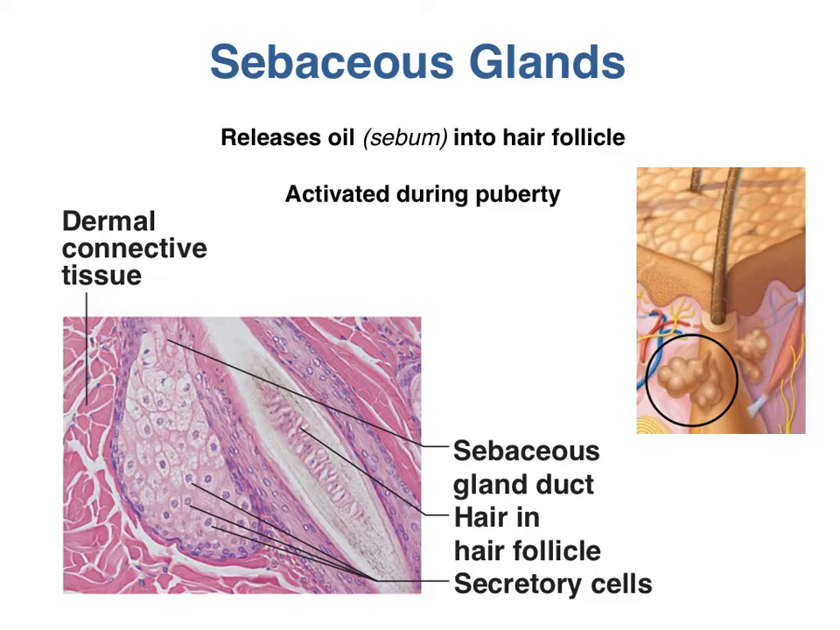Sebaceous glands are glands that release oil into the hair follicle, and the more technical term for that oil is sebum. That's why they're called sebaceous glands. These glands become active during puberty. Sebaceous glands are attached to hair follicles. They actually have a little duct extending from the productive region of the gland, carrying the sebum into the hair follicle. So the sebum then travels up the shaft of the hair and spreads out on the surface of the skin.